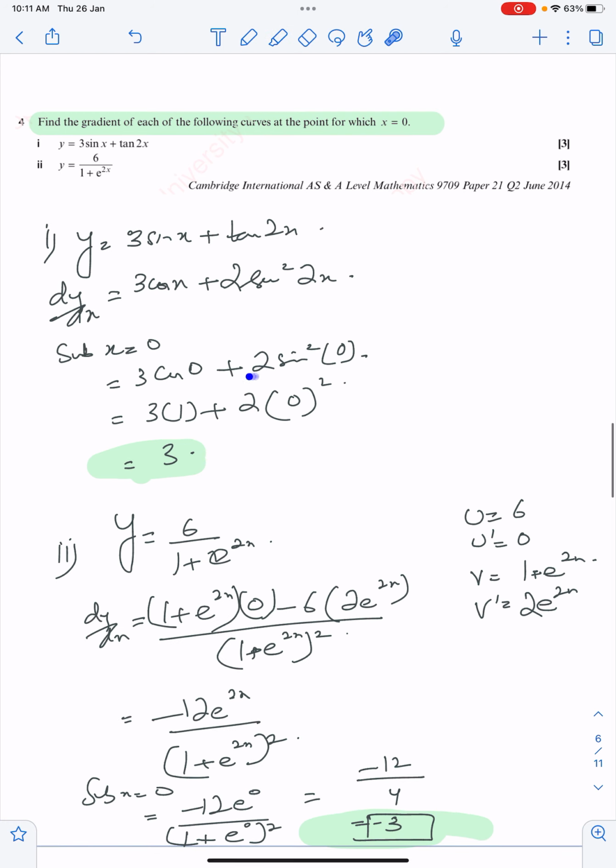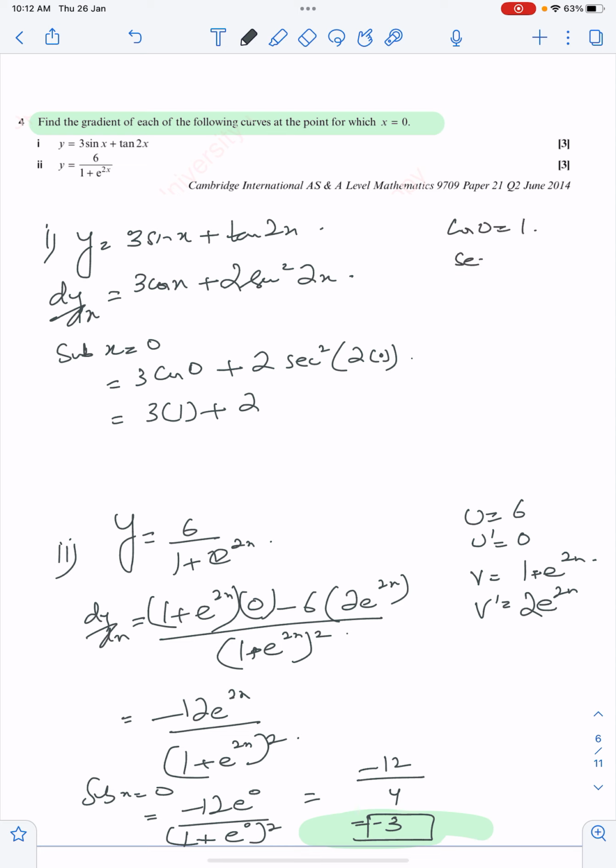Okay, I made a mistake here. This was sec square. By mistake, I wrote sec square x. So let me just fix this. Okay, it is sec square 2x. So sec square of 2 into 0. Cos of 0 is a 1. So sec of 0 is also going to be the reciprocal of 1, which is 1 only. So it's going to be 1 square, which is 3 plus 2, which is actually 5.